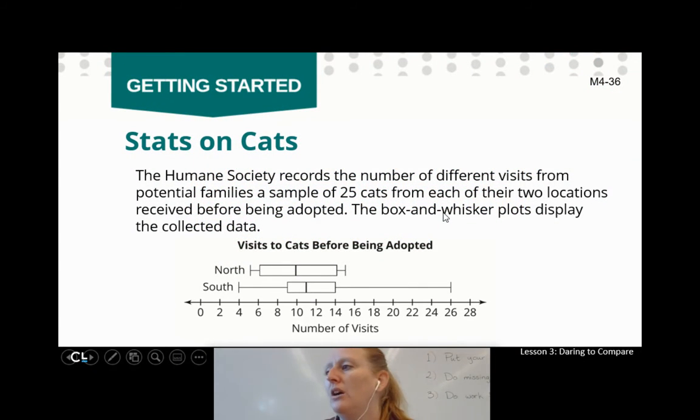I can see that while my North Visitor Center is pretty symmetrical, my South Visitor Center is not. It is skewed right. There's a value off to the right that's pulling on it and skewing it right. Because it's skewed, we need to use the median, and that means we need to use the interquartile range, and we need to do it for both of them to be comparing the same measures.